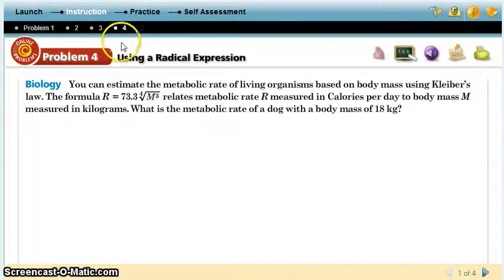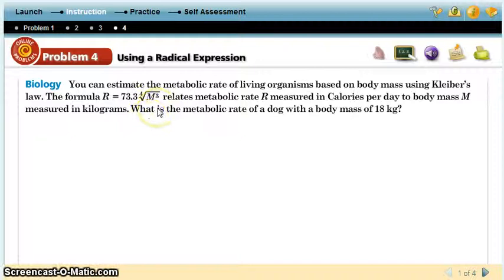Now this one, when I read this, it sounds more difficult than what it is. It says you can estimate the metabolic rate of living organisms based on body mass using Kleiber's law. The formula R equals 73.3 times the 4th root of m to the 3rd power relates metabolic rate R, measured in calories per day, to body mass m, measured in kilograms. What is the metabolic rate of a dog with a body mass of 18? Well, that sounds so difficult, but it's really not.